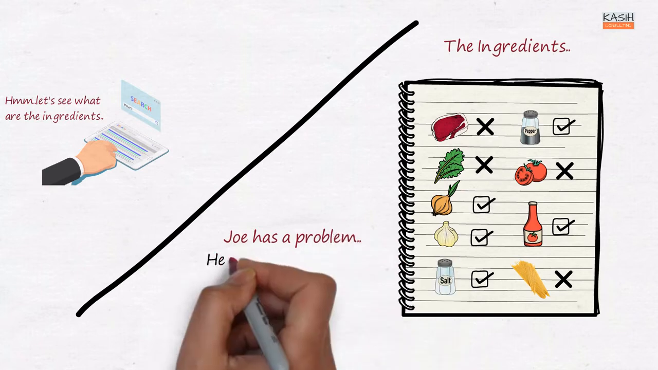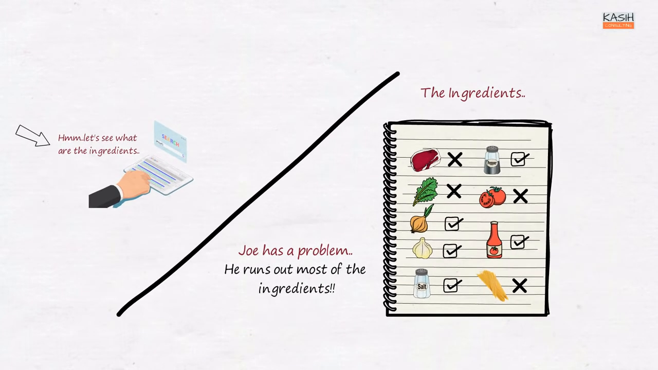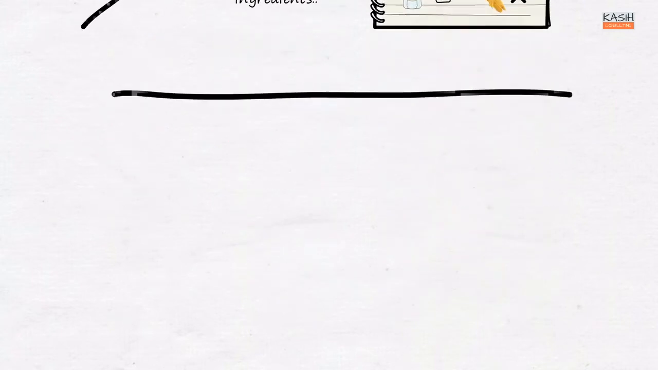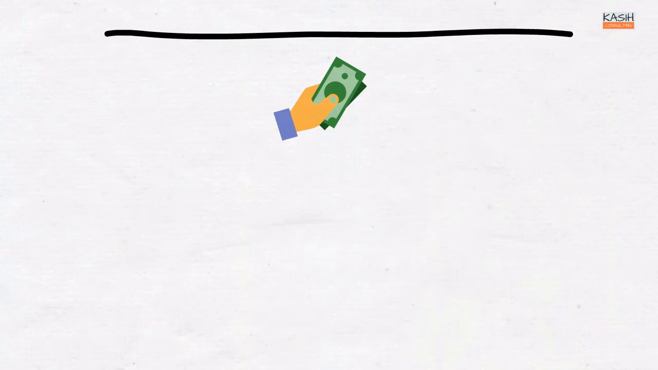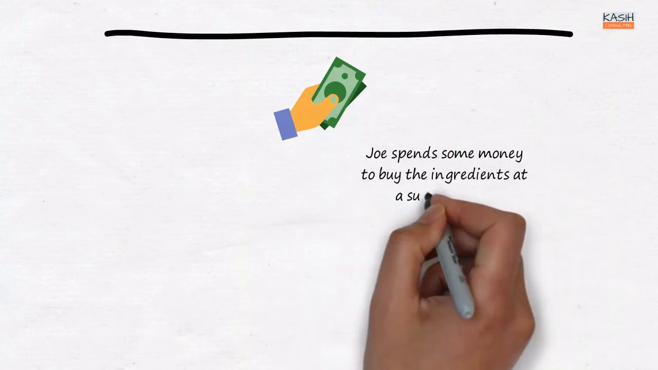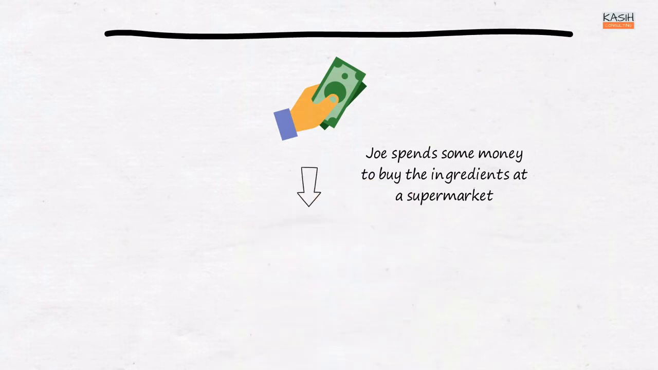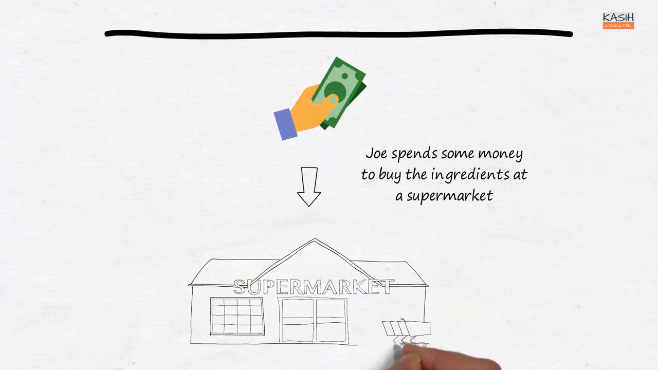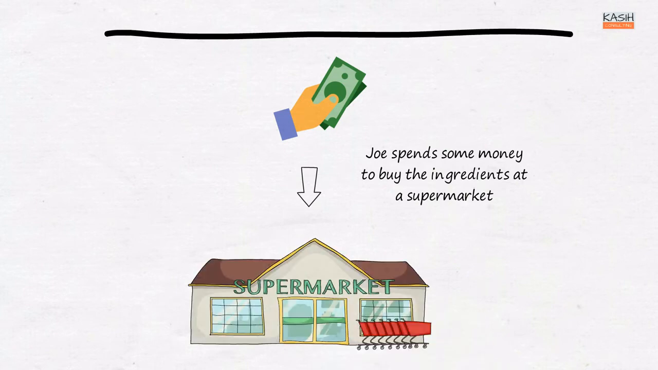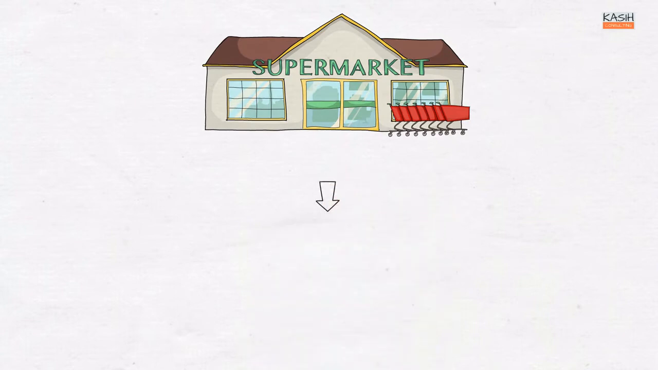However, Joe has a problem. He runs out most of the ingredients. Joe has to spend some money to buy the ingredients. So he decided to buy them at a nearby supermarket.